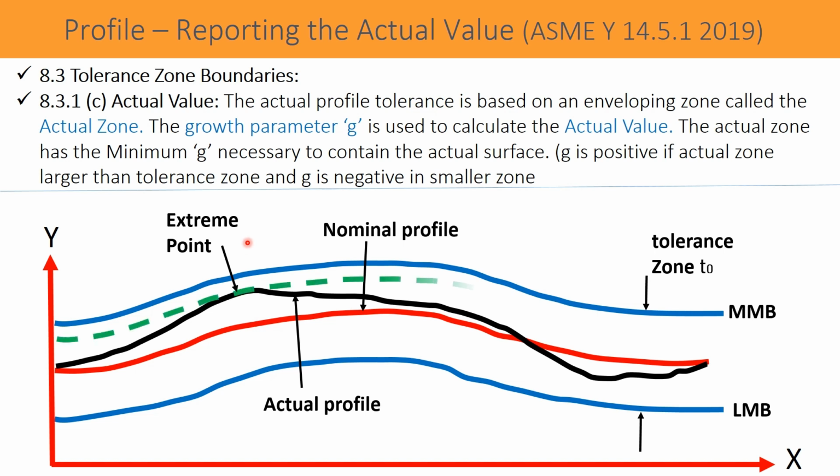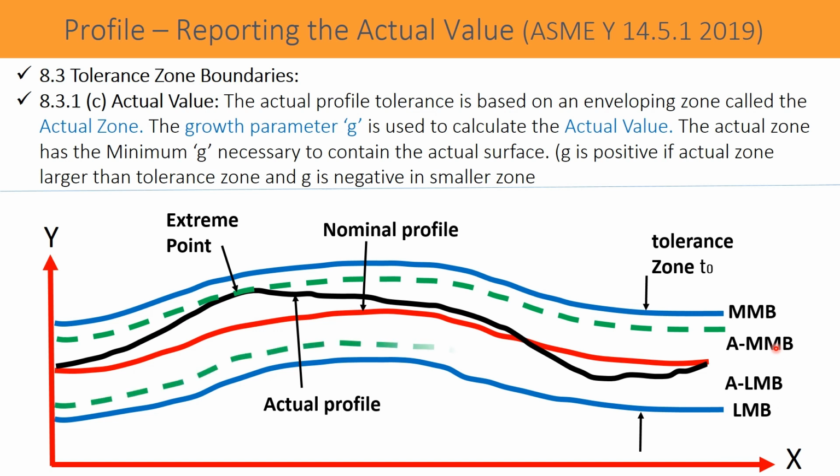If we draw a profile line passing through this highest or extreme point, which is parallel to the nominal profile, we call it the actual maximum material boundary. Similarly, exactly at the same distance, on the opposite side, we create one more profile line, the actual least material boundary.